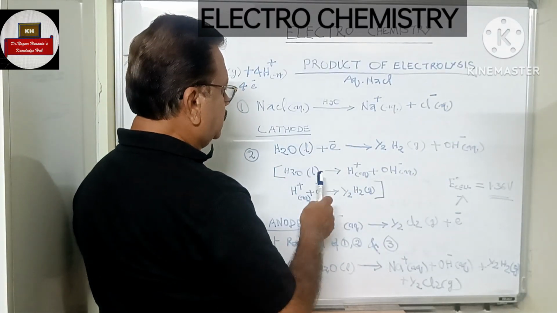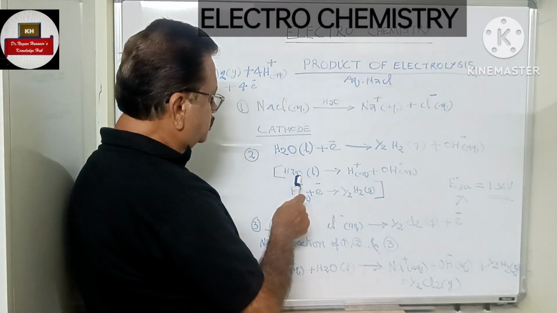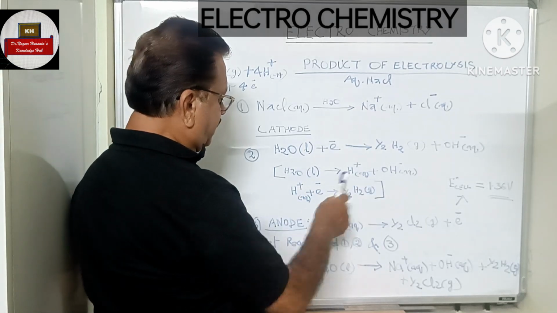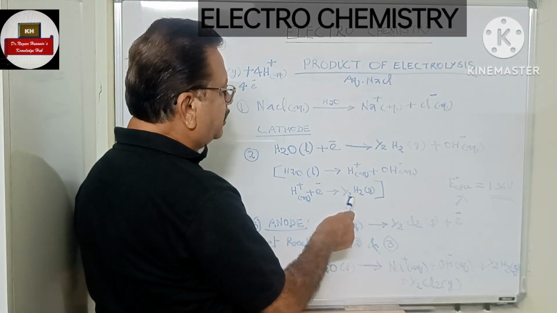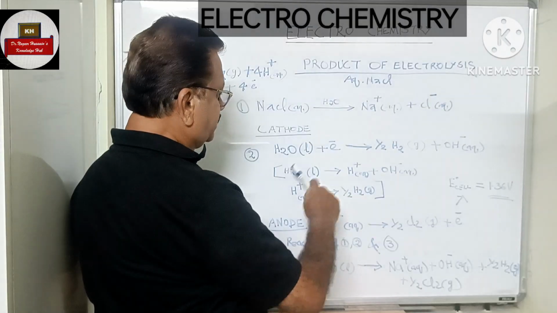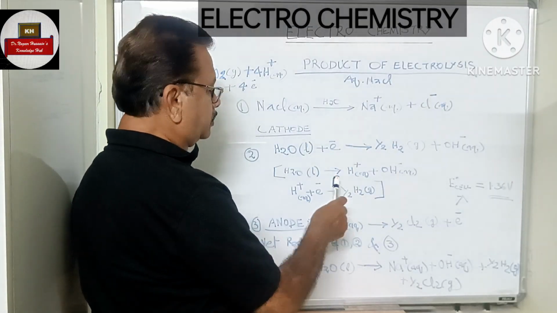by taking an electron. The expansion of this reaction is H2O liquid giving H+ and OH-. This H+ taking one electron becomes half H2 gas. So this is the expansion of this one. So this is the reaction at the cathode.